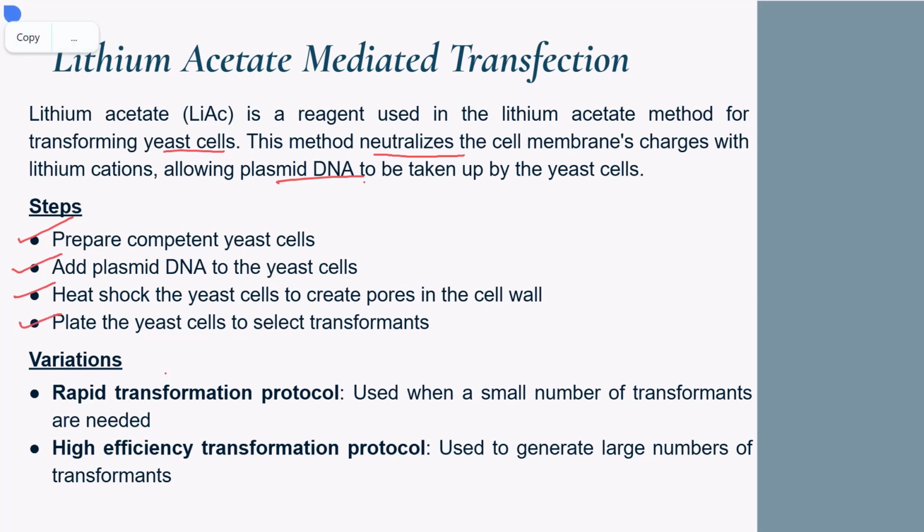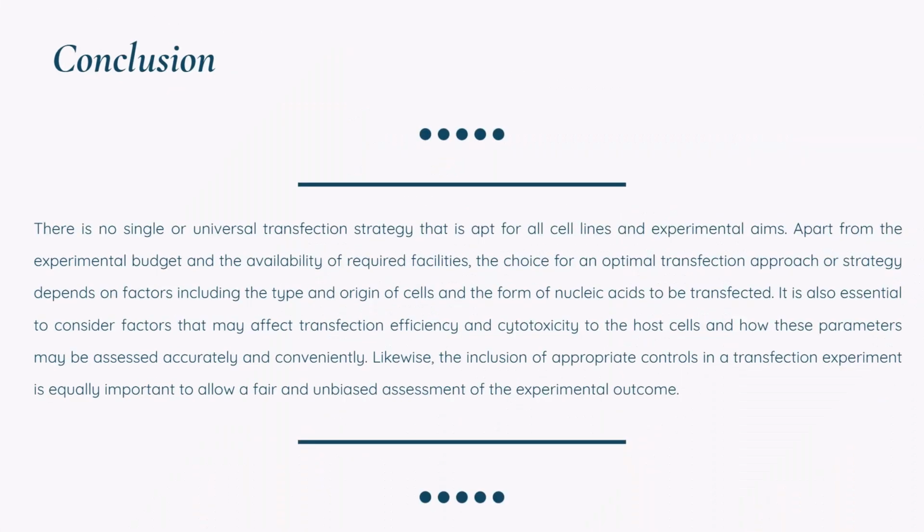Then there are mainly two variations: the rapid transformation protocol, used when a small number of transformants are needed, and the high efficiency transformation protocol, when a large number of transformant cells are to be generated. So this is lithium acetate mediated transfection.